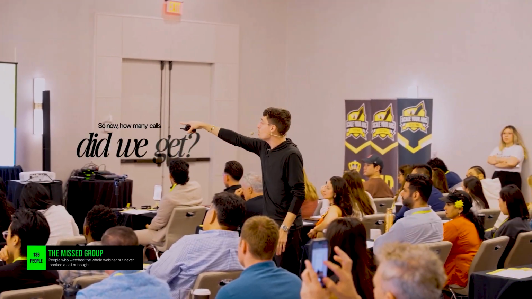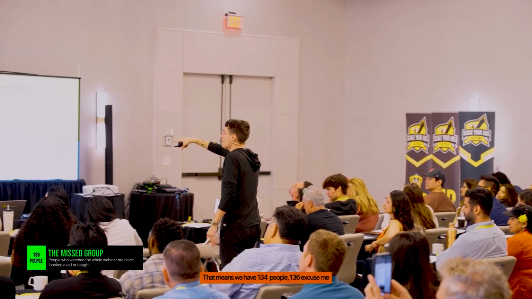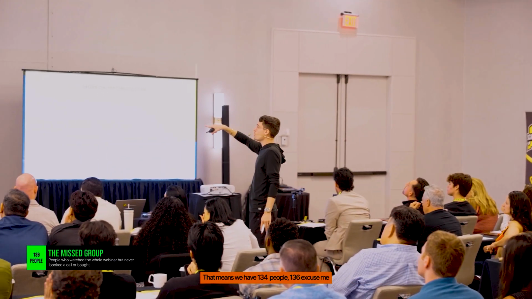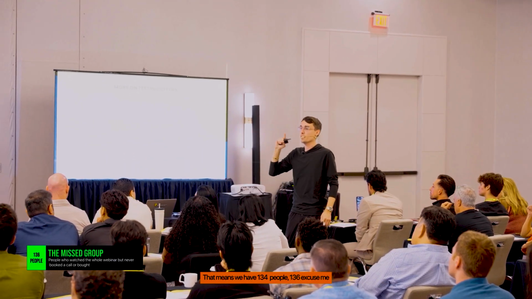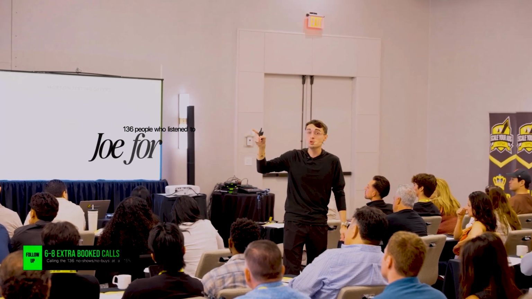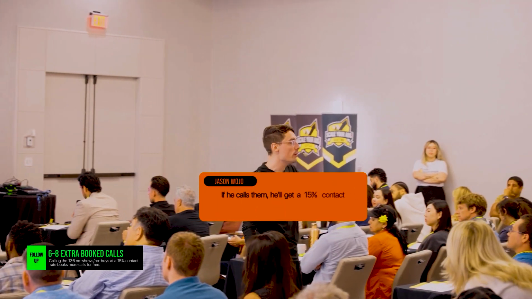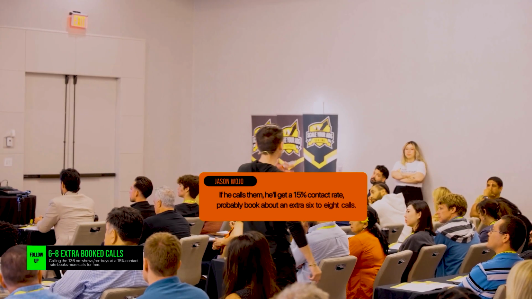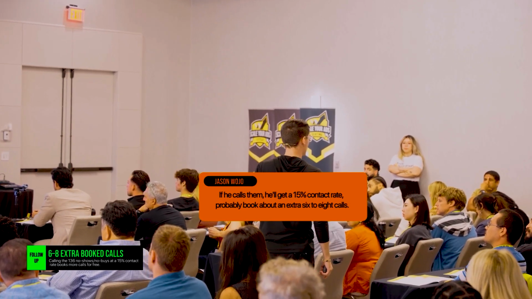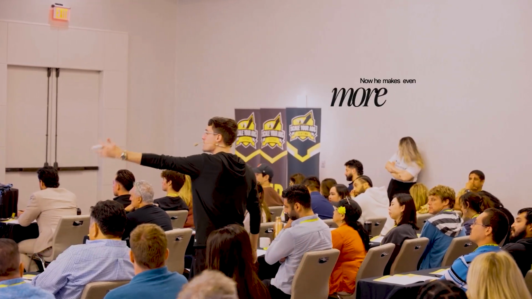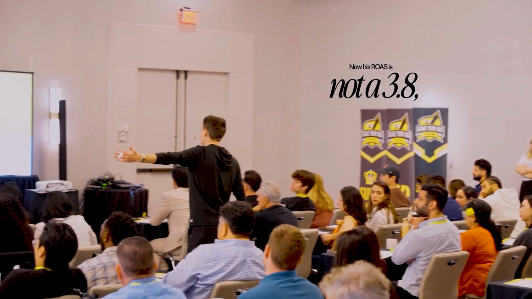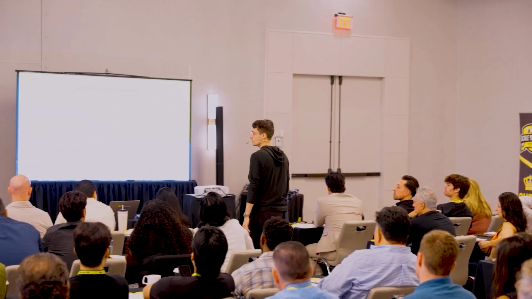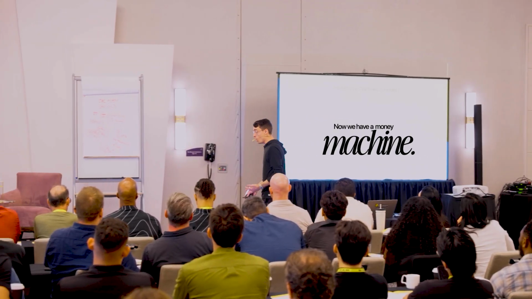So now how many calls did we get? We had about 24. That means we have 136 people who listened to Joe for an hour. If he calls them, he'll get a 15% contact rate, probably book about an extra 6 to 8 calls. Now he makes even more money. Now his ROAS is not a 3.8, it's about a 5.5 with the 8 extra booked calls. Now we have a money machine.